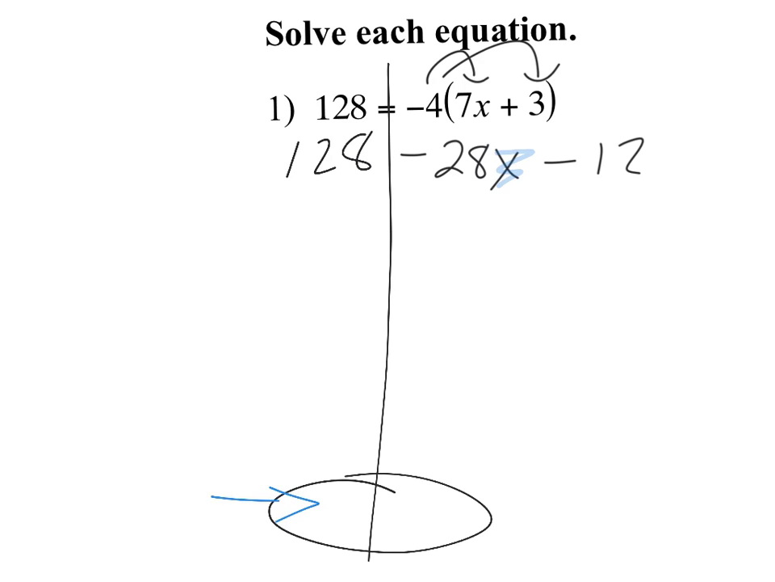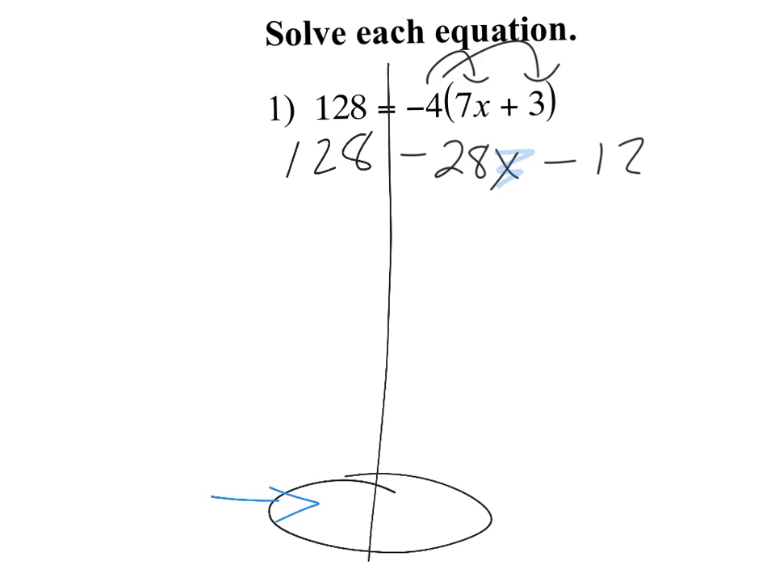I could do that. But let me show you why I wouldn't do that. Because if you divide that one by 28, you've got to divide everything by 28. Who wants to do 12 divided by 28 and deal with a decimal? I don't want to. So what I would do instead is deal with that negative 12 first.